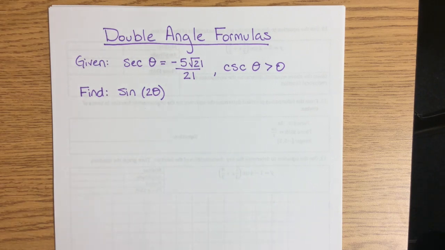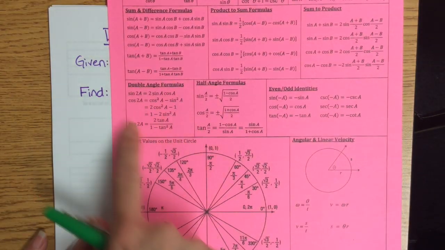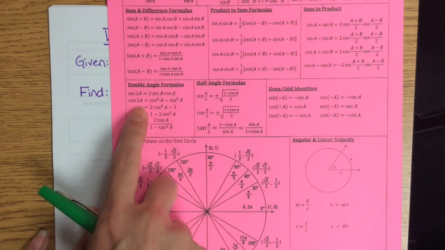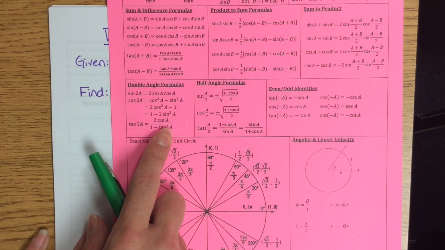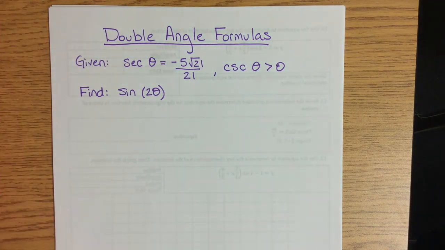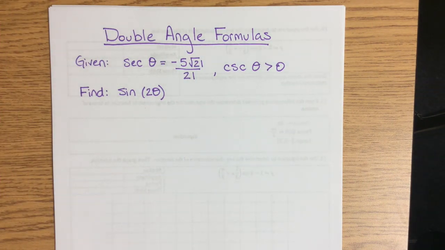Another formula on your formula chart that we've studied is double angle formulas, and they are here. If you're looking for an angle that is a double angle, you can use these formulas to help you. So we want to find the exact value here. I didn't write out those directions, I apologize.